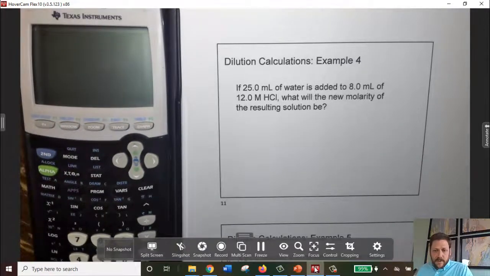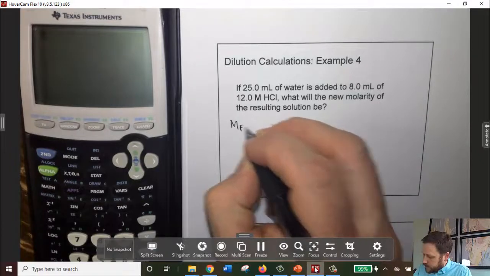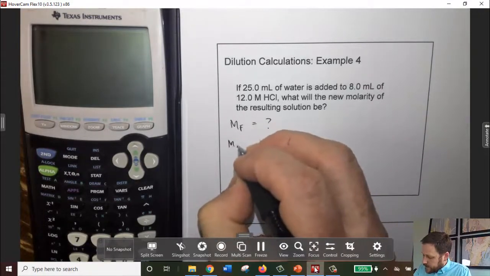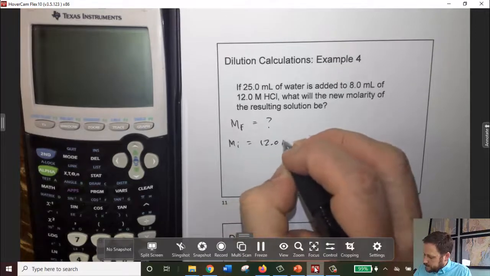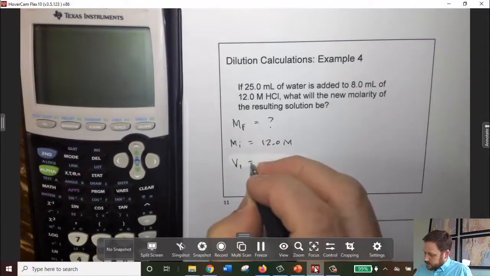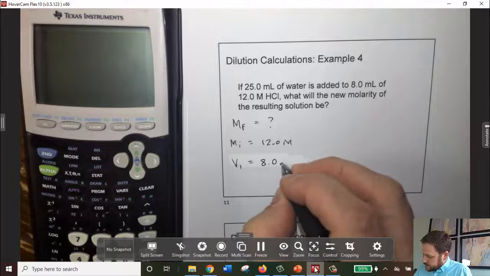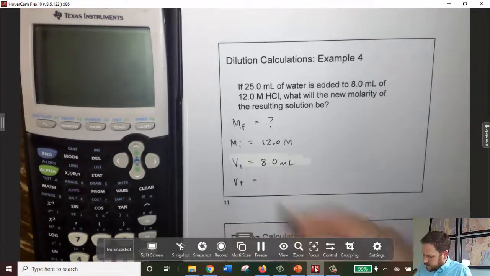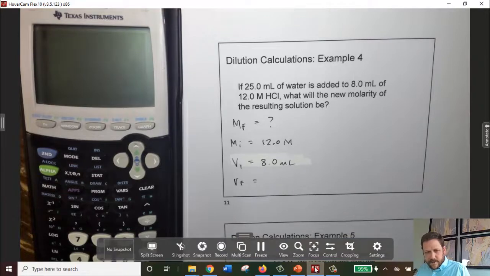So here's example number 4. It says if 25 mLs of water are added to 8 mLs of 12 molar hydrochloric acid, what will be the new molarity? If we're solving for new molarity, that's final molarity that we're solving for. The initial molarity was 12 molar. The initial volume is given as 8 mLs. And it says 25 mLs of water are added. So does that mean our final volume is 25 mLs?